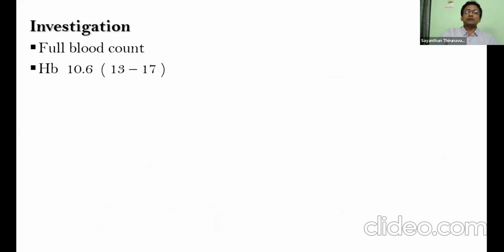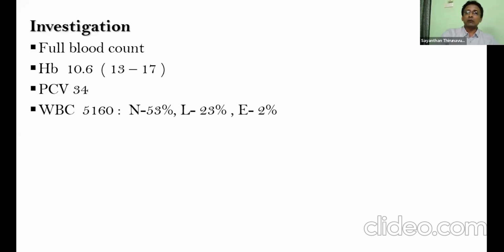The full blood count shows hemoglobin was 10.6 (normal value 13 to 17). So obviously, there's a low hemoglobin. PCV, packed cell volume, was 34. That's also low.